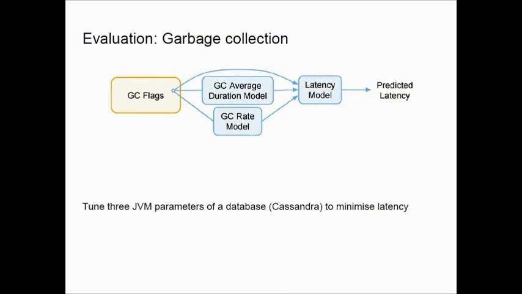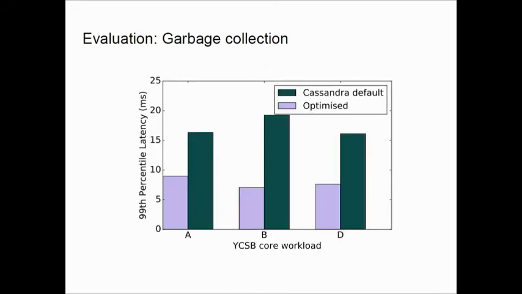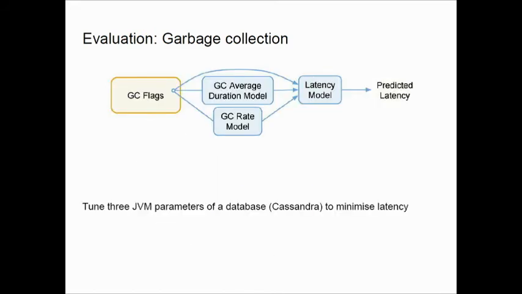OK, so I'll conclude on some results. The first thing we tried is to optimize some parameters of the Java virtual machine. So we only tried to tune 3 parameters of a database to minimize the tail latency. And what we saw is, so here we had the corresponding model. There were only 3 parameters. So this is something on which we expect Bayesian optimization does decently.